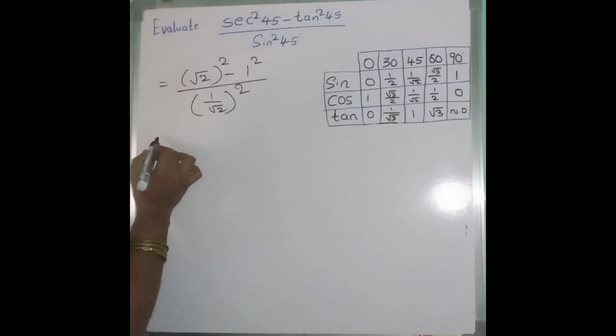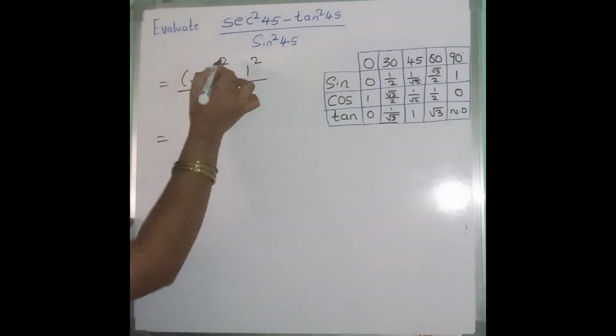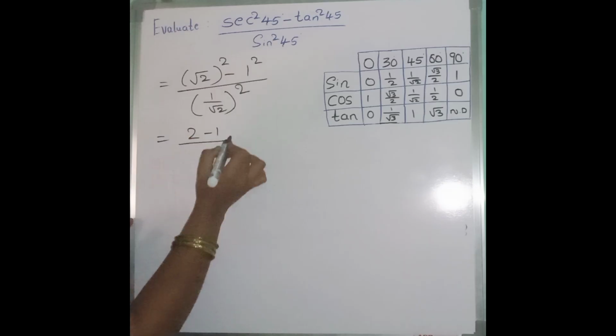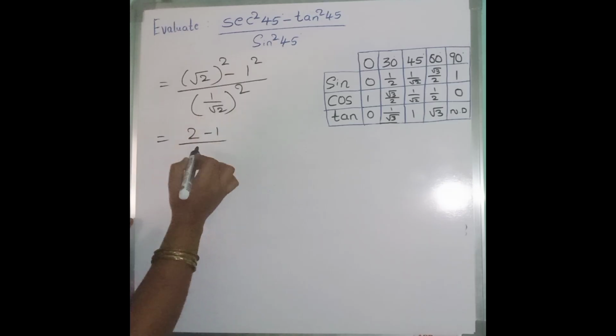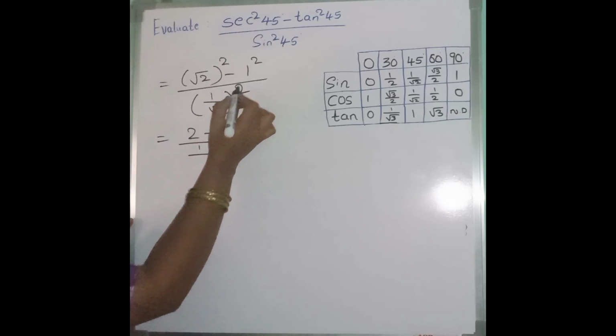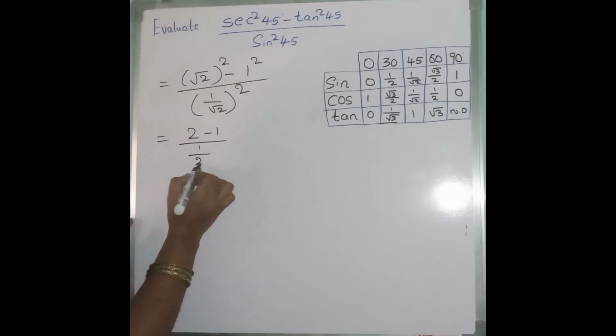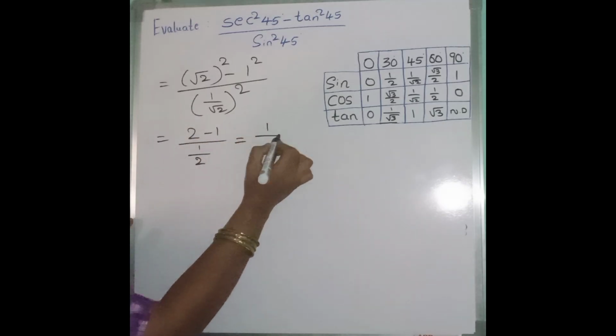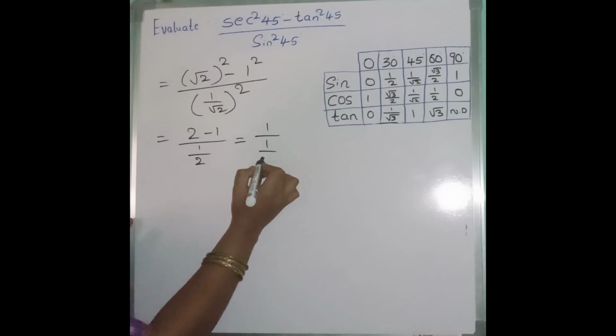The next. Here square and square root are cancelled. 2 minus 1 is 1, divided by 1 square is 1. Divided by square and square root are cancelled, left here 2. Next. 2 minus 1 is 1 divided by 1 by 2.